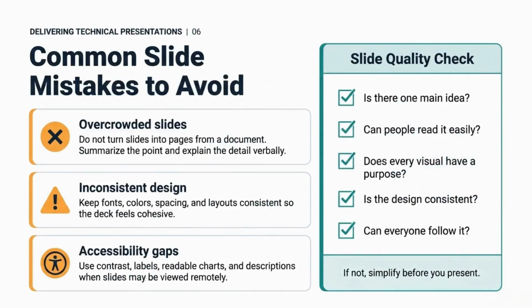Even experienced technical professionals fall into predictable slide design traps. The first is overcrowding. If a slide looks like a document, the audience has to choose between reading and listening. The second is inconsistency. Changing fonts, colors, and layouts without a clear reason can make the presentation feel disjointed. The third is accessibility. If charts are not labeled, colors have poor contrast, or text is too small, some audience members will not be able to follow.